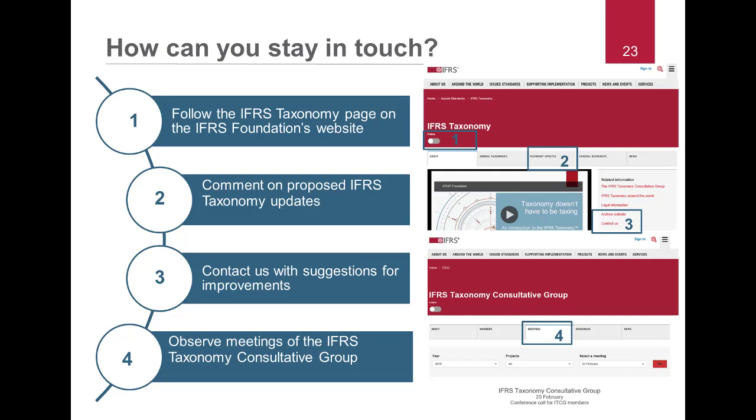Secondly, you can shape the development of the IFRS taxonomy by commenting on our proposed taxonomy updates. Additionally, you can contact us via email with questions, comments, or suggestions for improvements. And finally, you can observe public meetings of the IFRS Taxonomy Consultative Group, either online or in our office. Meeting notes are posted shortly after each meeting.